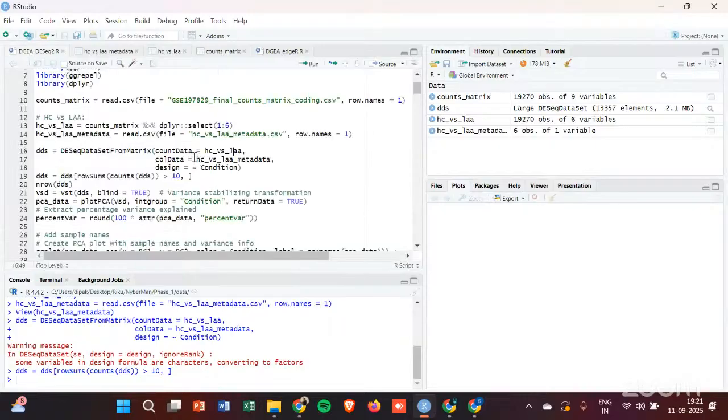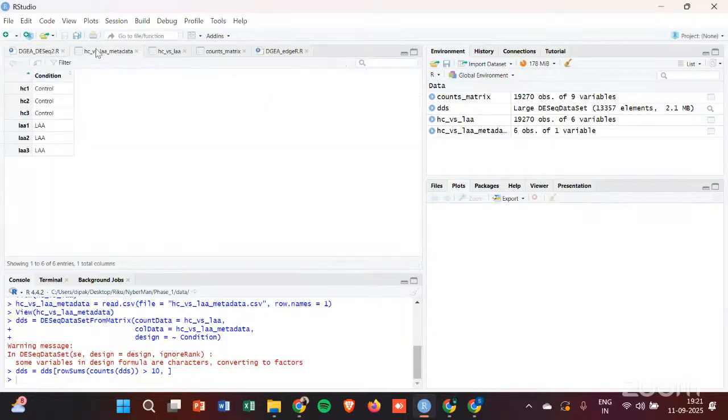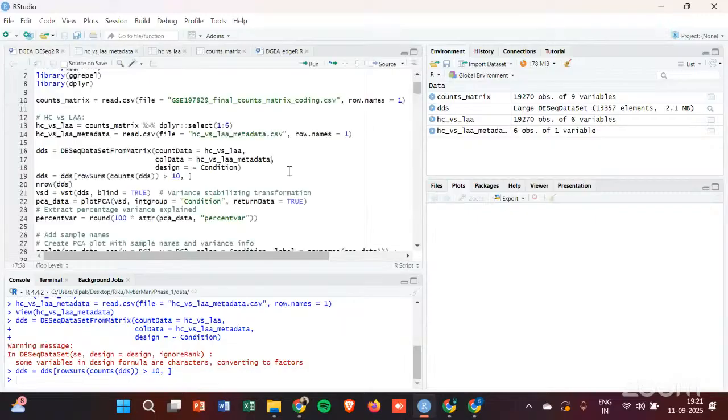Your colData should be your HC versus LA metadata. Again, the metadata has only one column, which is condition, and only the conditions are part of my matrix. The condition column name and the row names are not part of the matrix per se. Only the unshaded area is part of the matrix. These are rules you have to abide by, or else DESeq2 will throw you errors.